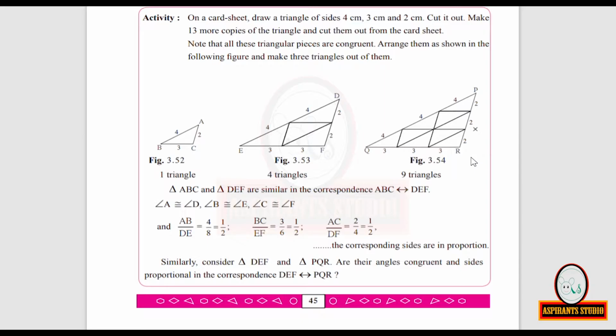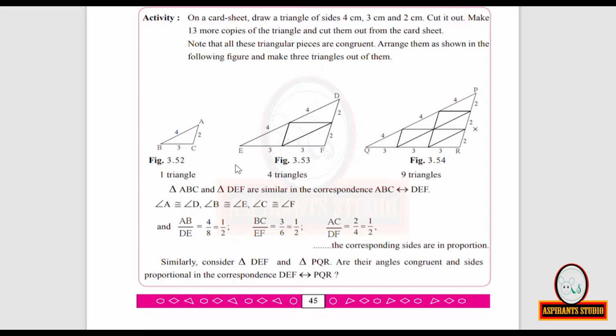Triangle ABC and triangle DEF. First take these 2 triangles. Triangle ABC and triangle DEF are similar in the correspondence: vertex A corresponds to vertex D, vertex B corresponds to vertex E, and vertex C corresponds to vertex F. So we are writing the correspondence of the vertices as A, B, C corresponds to D, E, F. So triangle ABC and triangle DEF are similar in the correspondence.